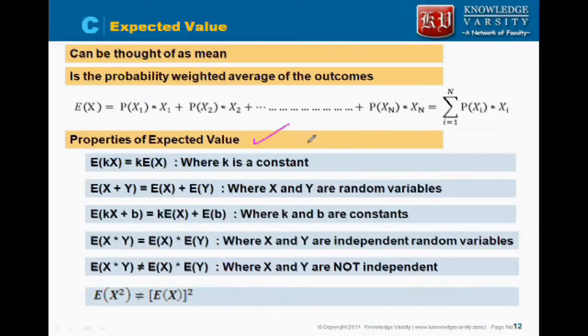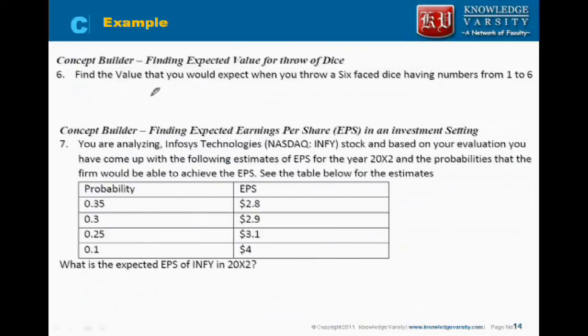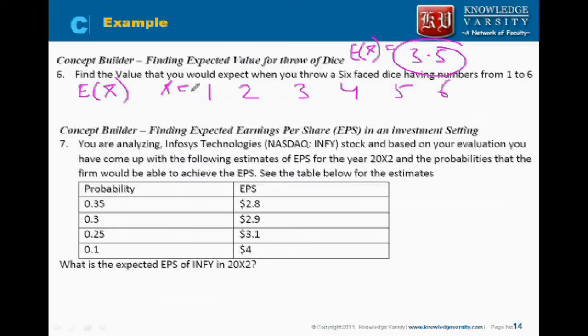If you want to find the expected value of EkX, over here we were finding the expected value EX when X was 1, 2, 3, 4, 5, 6, and we had computed it to be 3.5. However, if I now say that X is 2, 4, 6, 8, 10, 12, so the expected value is now for this 2, 4, 6, 8, 10, 12.